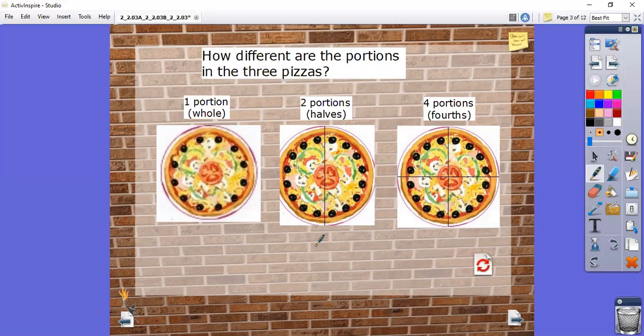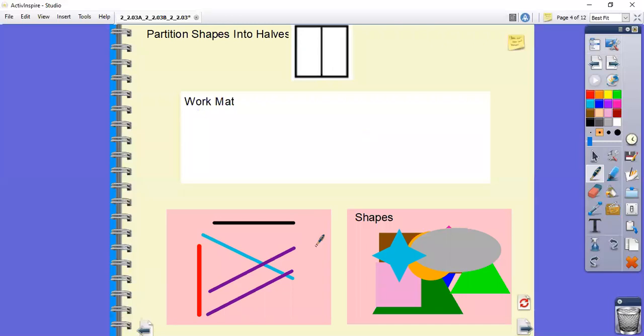If you have brothers and sisters or cousins that you share with often, you understand this. If you have to share a candy bar with 5 people, you're getting a little bitty piece. But if you get to have a candy bar all to yourself, you're getting a lot of candy bar. So just remember that when you're working on these fraction ideas.